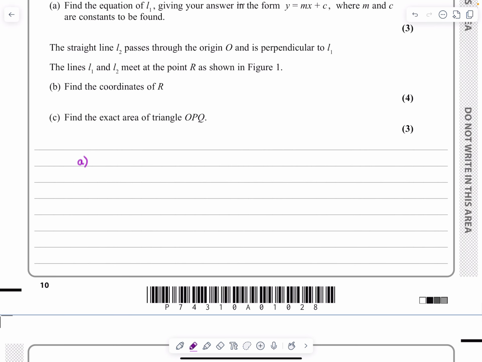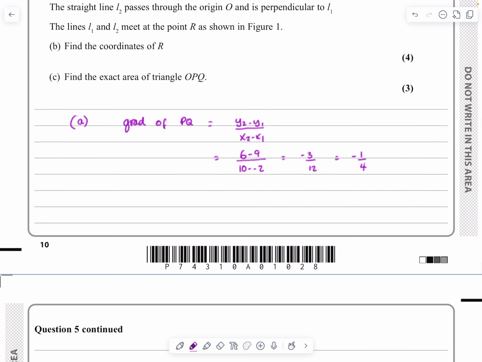So for part A, what I need to do first of all is to just work out the gradient of PQ. And that's going to be using y2 minus y1 over x2 minus x1. Put in all the information we've got. We've got 6 minus 9 over, just be careful about the order of these things, 10 minus minus 2. So that works out to be -3 over 12 or -1/4.